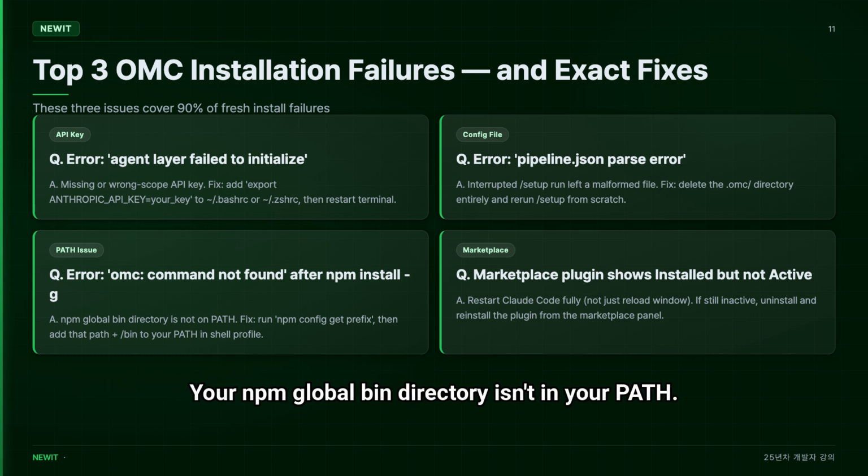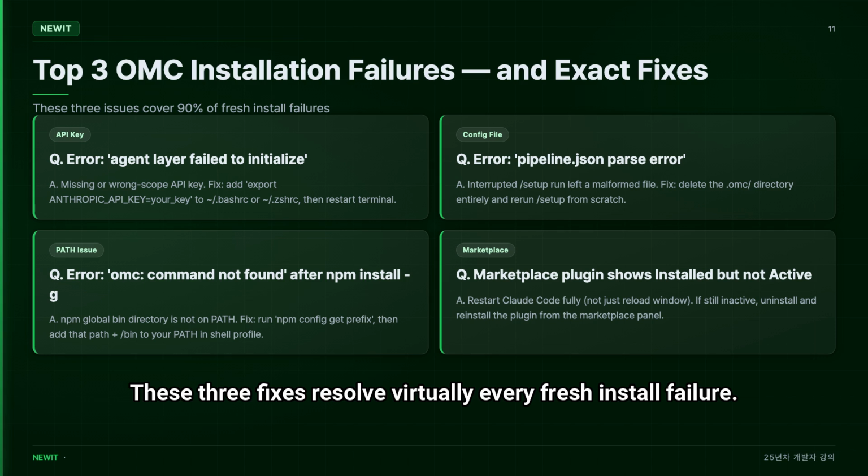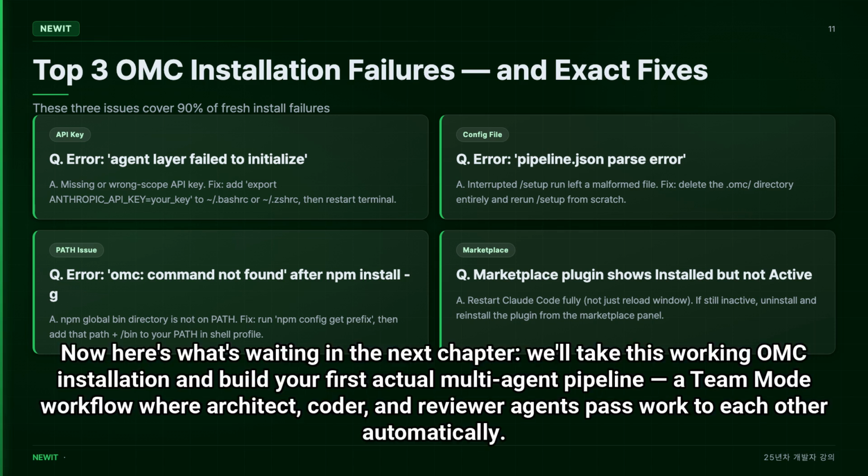Your npm global bin directory isn't in your path. Fix: run npm config get prefix, take that path, append bin, and add it to your path in .bashrc or .zshrc. These 3 fixes resolve virtually every fresh install failure.